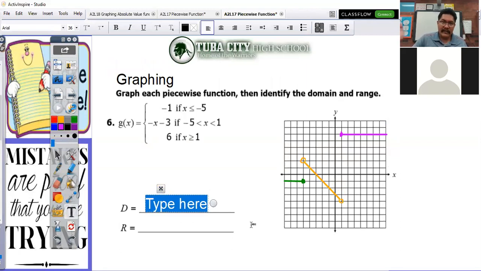Now, let's go ahead and calculate the domain. Starting from left to right, there's a hole in the orange function, but luckily that's covered by the green one, so there's no gap there. And then there's a hole here on the orange one, but it's covered by the purple one. Both lines go on forever in both directions, so that means all real numbers.